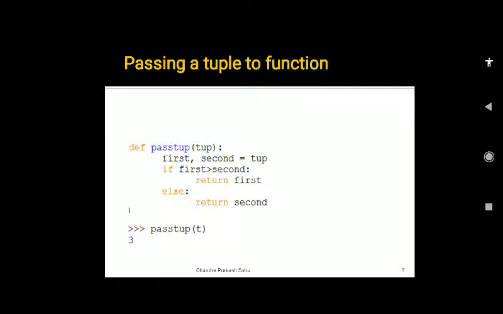This function will process this tuple, assign its value 2 to first, 3 to second, then it will compare in the next line if 2 is greater than 3, no, so from the else line it will return the second value, that is 3. So here you get the answer 3.